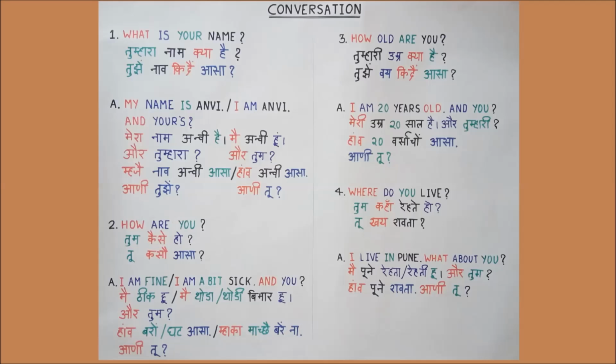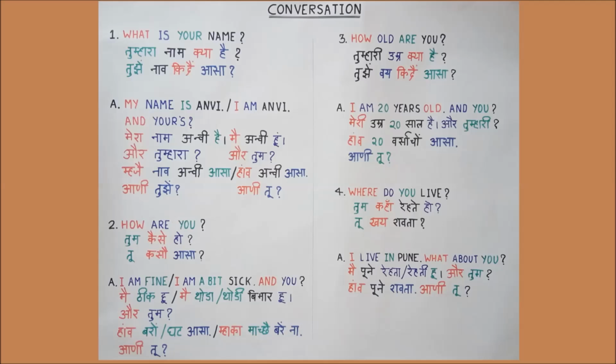Fine. तुम is तुम, कैसे is कसो and हो is आसा. So here if you see, you can't 100% translate है and हो as आसा. आसा is "to be". When you say तुम्हारा नाम क्या है, it means "what are you to be called", right? And here, how are you, you can say how do you do, right? So आसा is "to be".